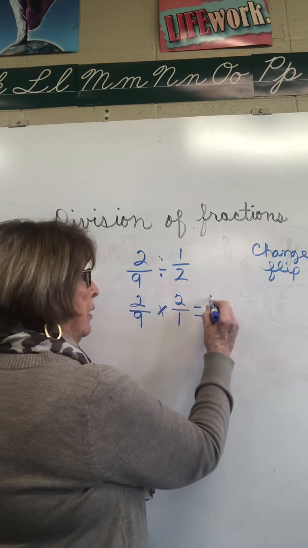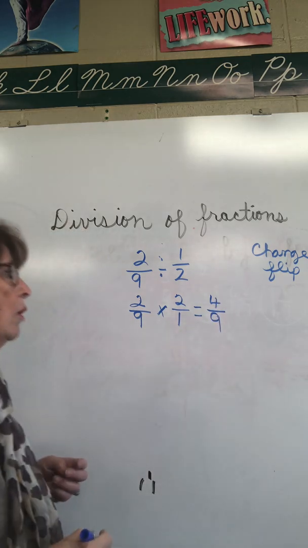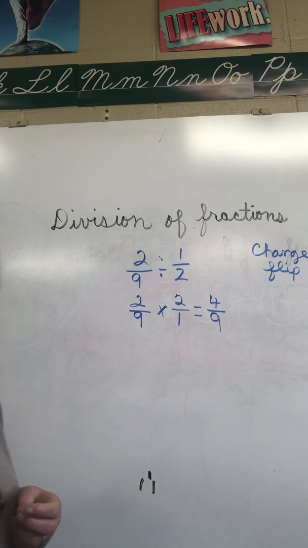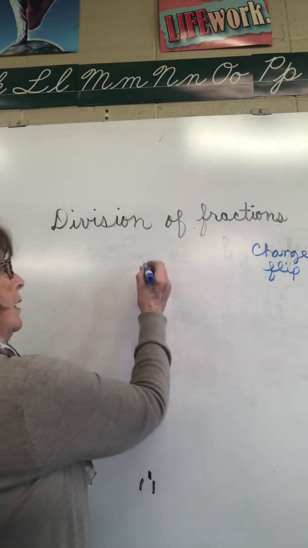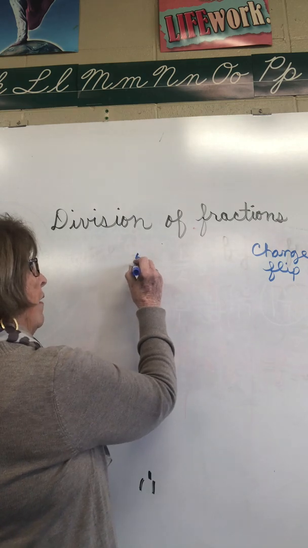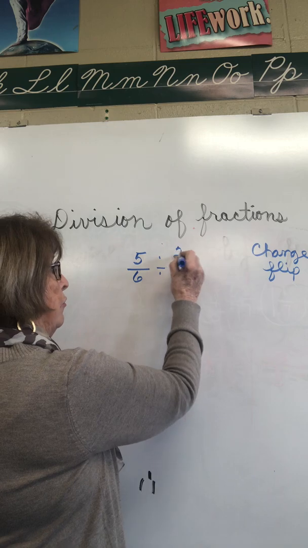2 times 2 is 4. 9 times 1 is 9. My fraction would be 4/9. All right, let's do another problem following the same rules. Let's say that we had 5/6 and we wanted to divide it by 2/3.